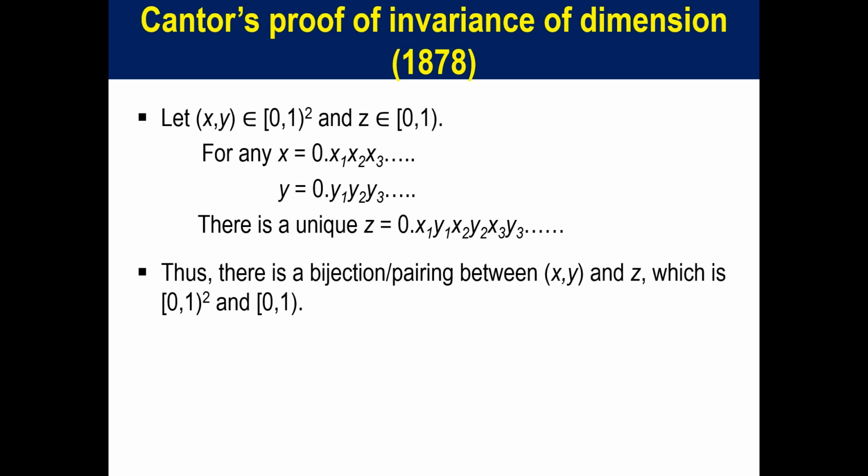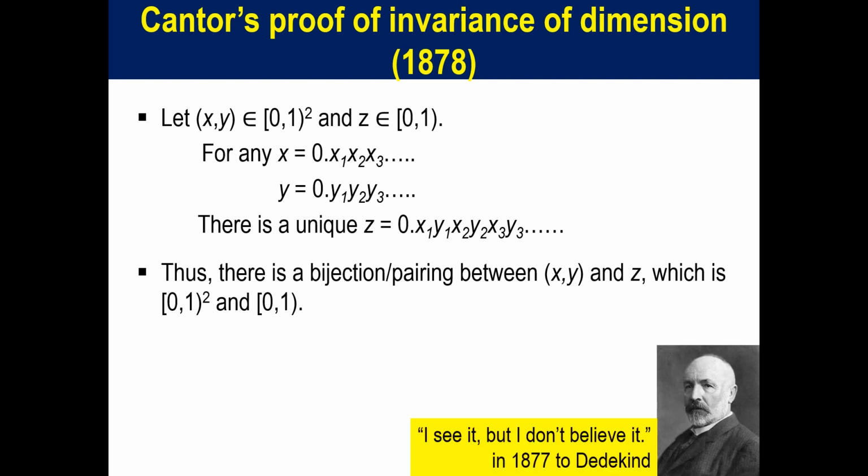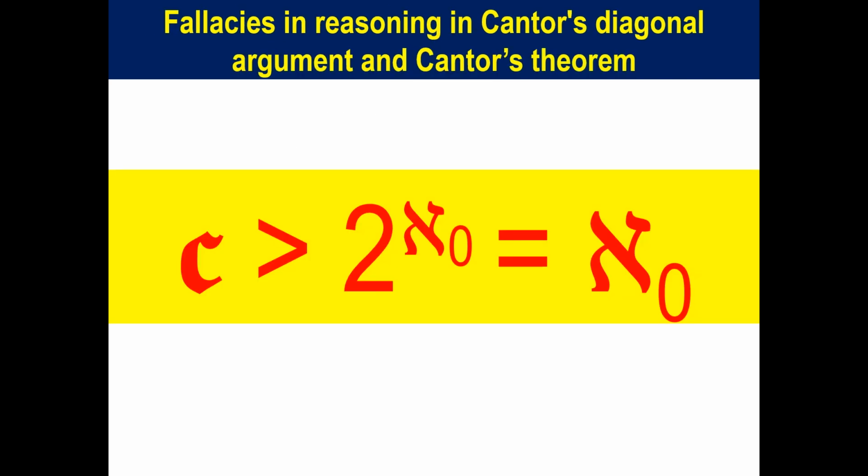However, Cantor in 1878 proposed a proof that the number of points in a real number line is equal to the number of points in a plane, or even n-dimensional space. This was a huge blow to our concept of dimension. And Cantor himself remarked, "I see it, but I don't believe it," in a letter to Dedekind in 1877.